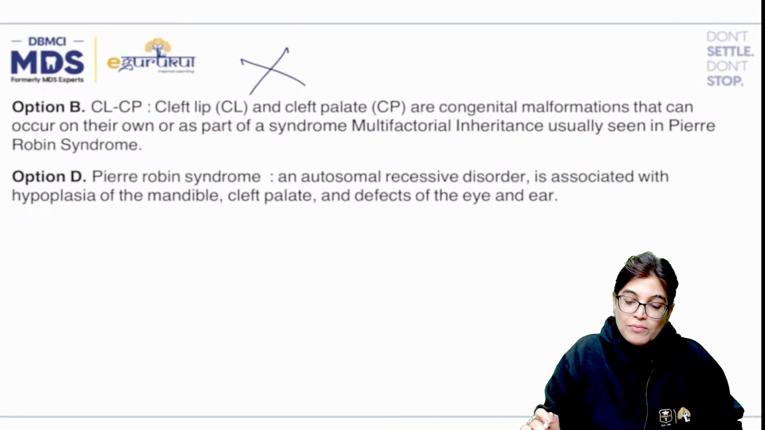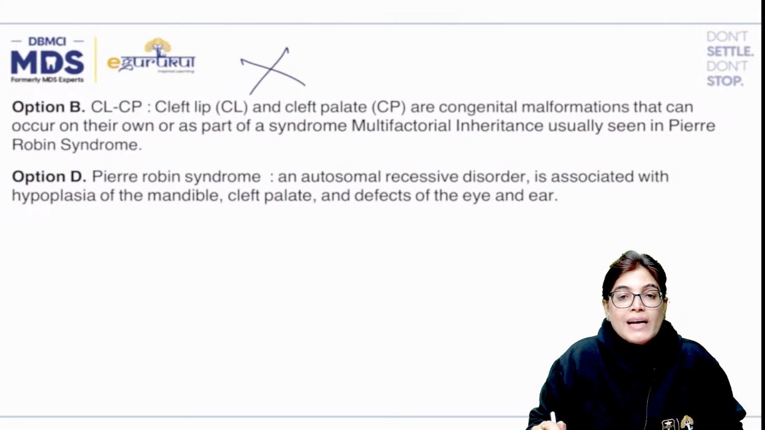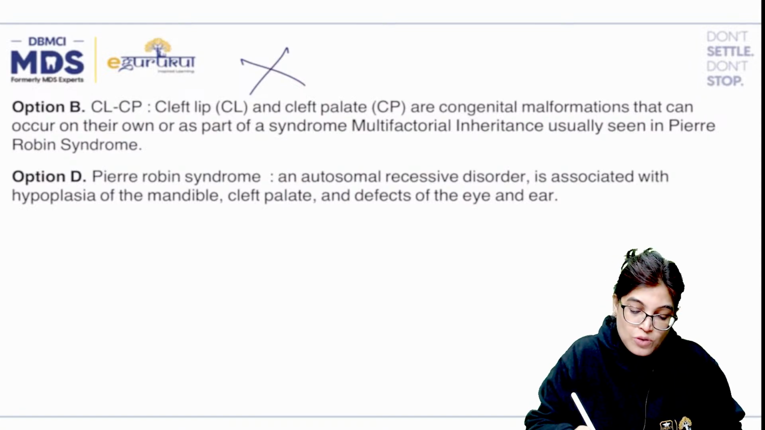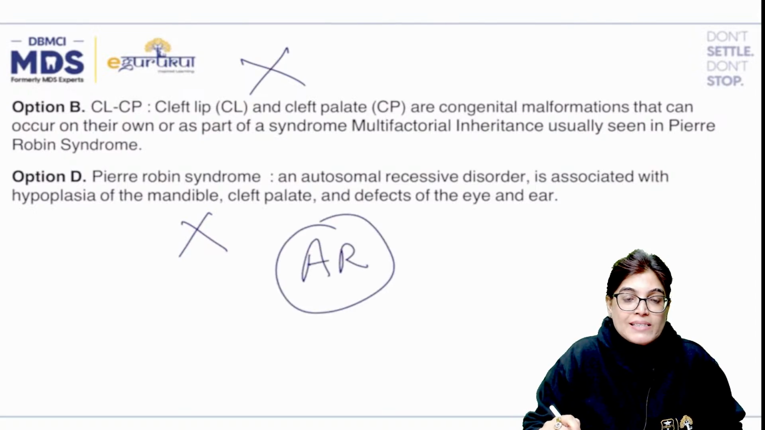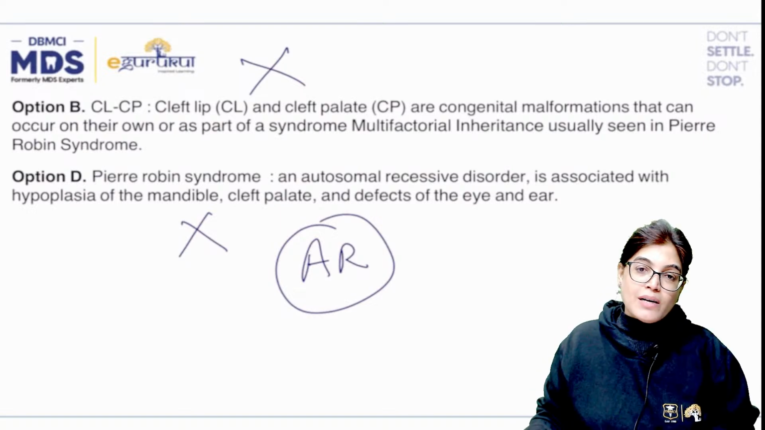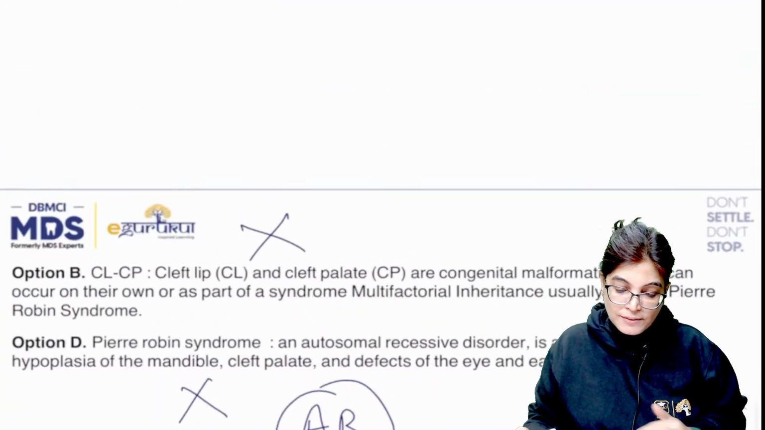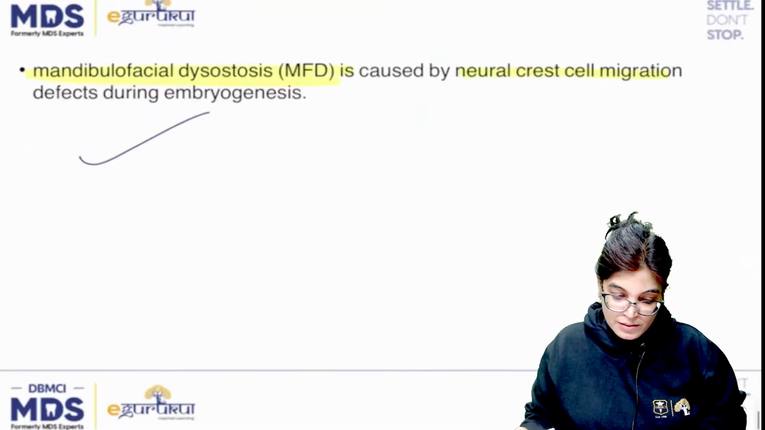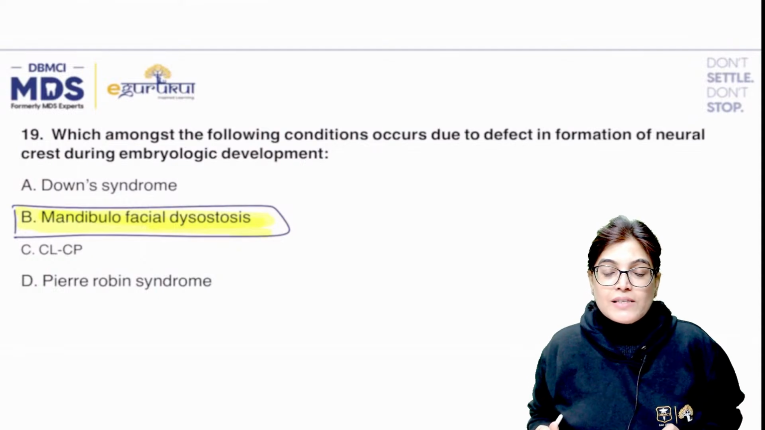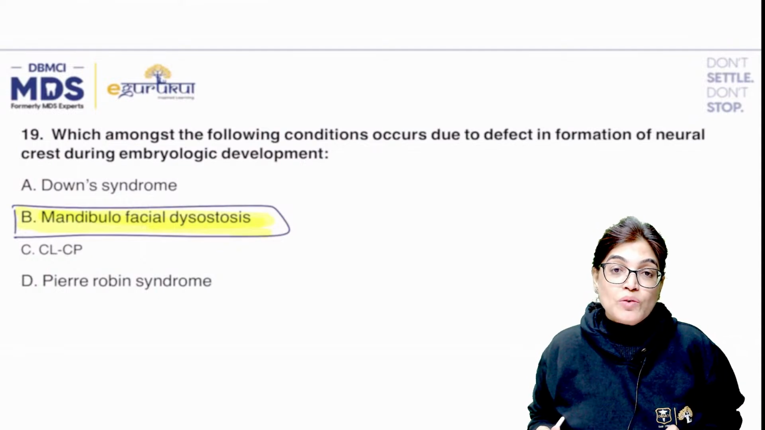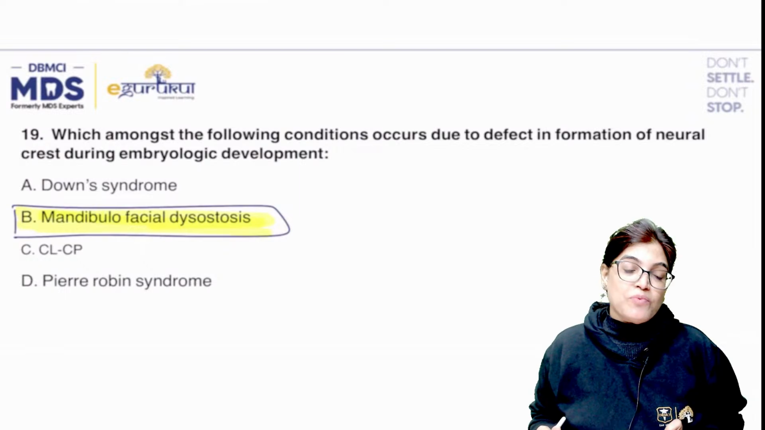See, cleft lip and cleft palate are associated with many other syndromes and have multifactorial inheritance. Pierre-Robin syndrome is an autosomal recessive disease associated with hypoplasia of the mandible, cleft palate, and defects of ear and eyes. So after this, it is quite clear that the correct answer is cranio-mandibulofacial dystosis, the first arch syndrome, due to the defective migration of neural crest cells. B, mandibulofacial dystosis.